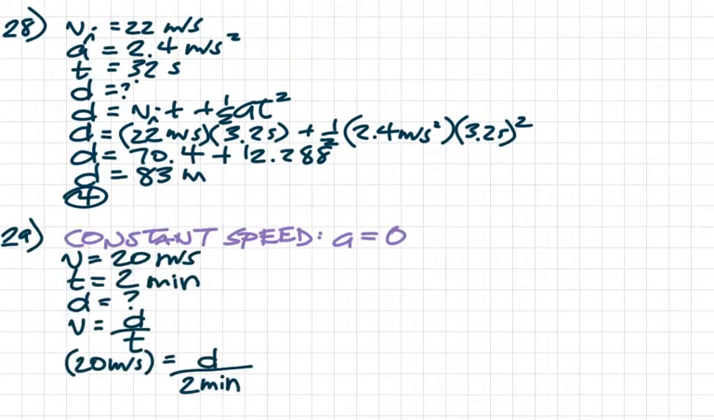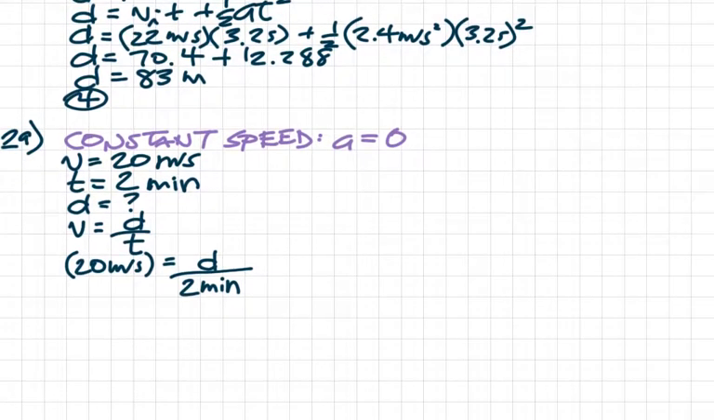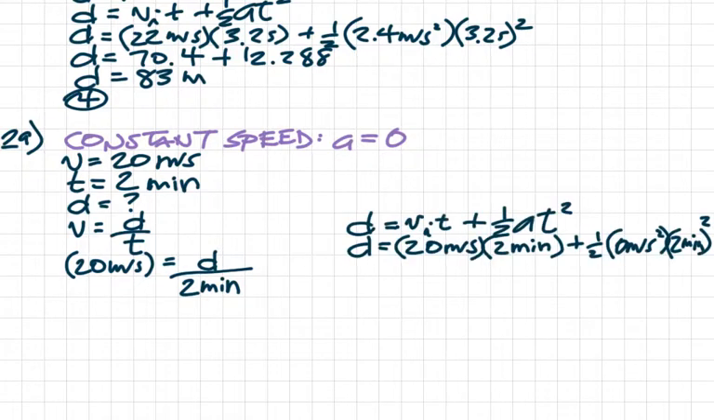Almost done. Alright, so 29. We have a constant speed. So that means the acceleration is 0. You can do d is vi t plus 1/2 a t squared and put in 0 for a, so the 1/2 a t squared piece just falls off. Or you can use v equals d over t. Here, you know what? Let me show you both ways. So v equals d over t, v is 20 meters per second, you're solving for d, t is 2 minutes, or you could do vi t plus 1/2 a t squared, where vi is 20, t is 2, and then the 1/2 a t squared goes away, you could just drop it off, goodbye.